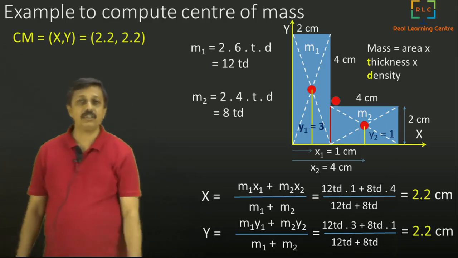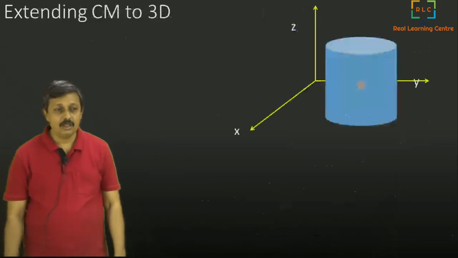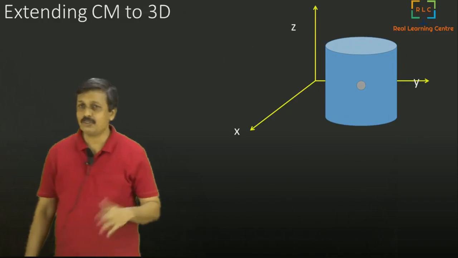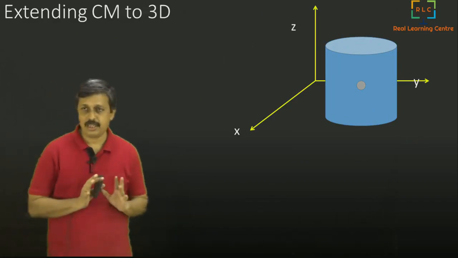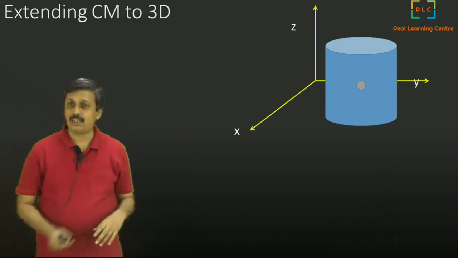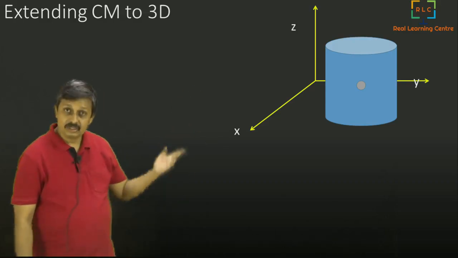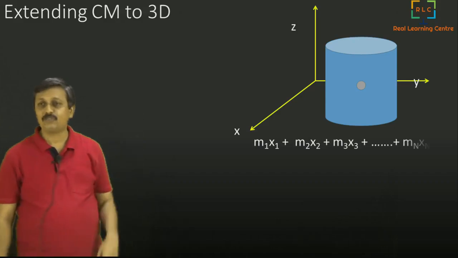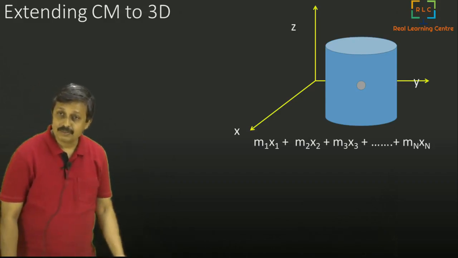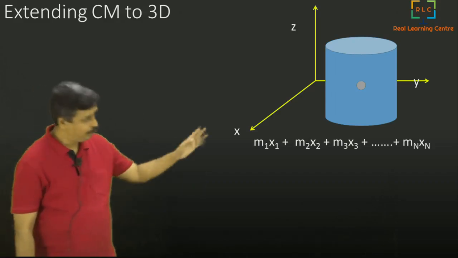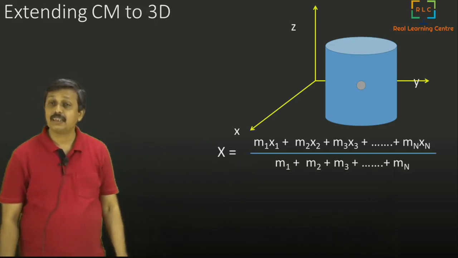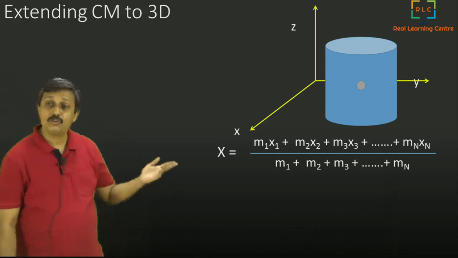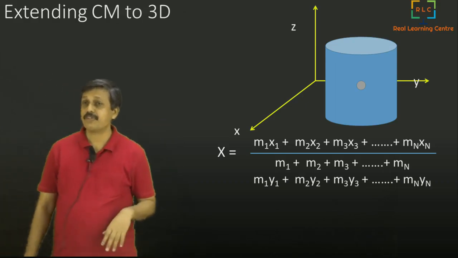So this is how you calculate the center of mass. Now it is possible to extend the center of mass to a 3-dimensional scenario. I just showed you, for simplicity's sake, a 2-dimensional scenario. But you keep a 3-dimensional object, and then you have 3 axes, x, y, and z. And then what happens is you can do m1 x1 plus m2 x2 plus m3 x3 like that, and you can call it basically x. Similarly, you can do y.